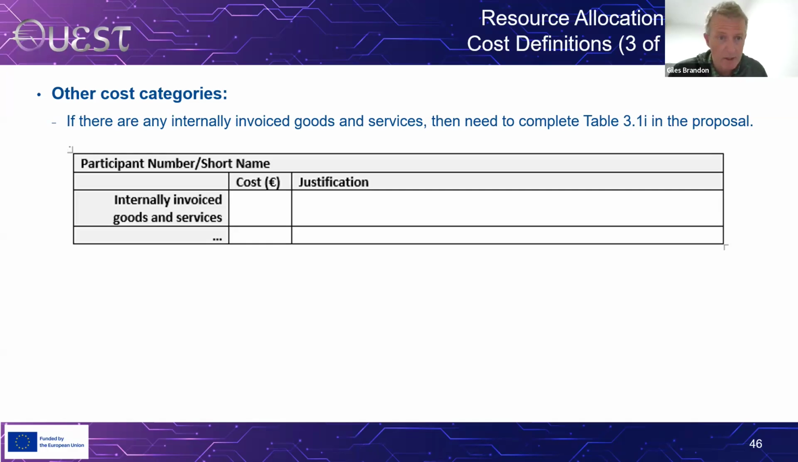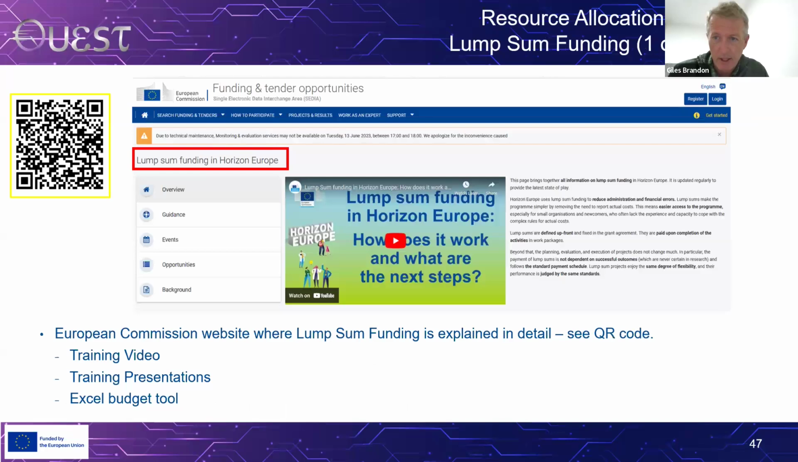Then lastly, other cost categories, if they're internally invoiced goods and services, if that's the case, there's a special table 3.1i that you need to fill out.